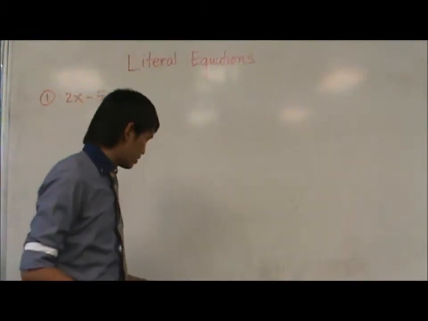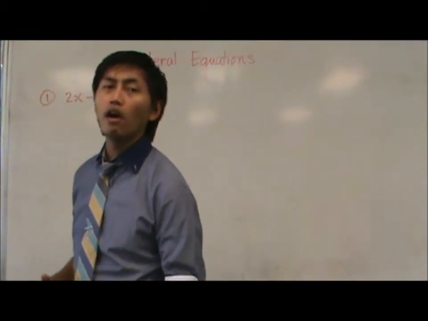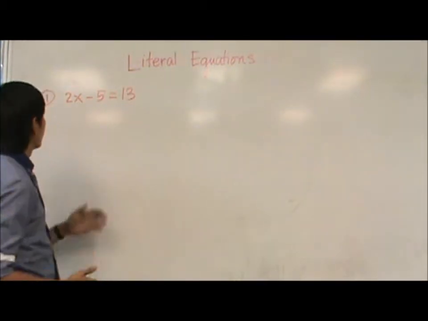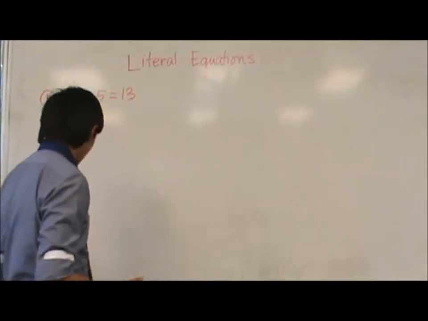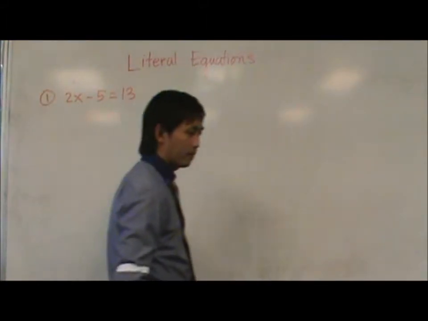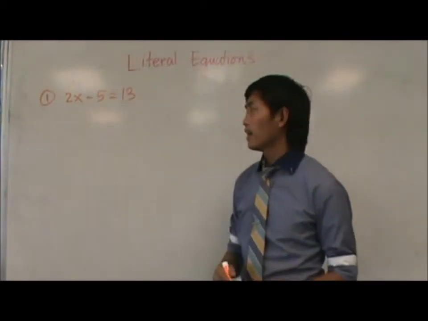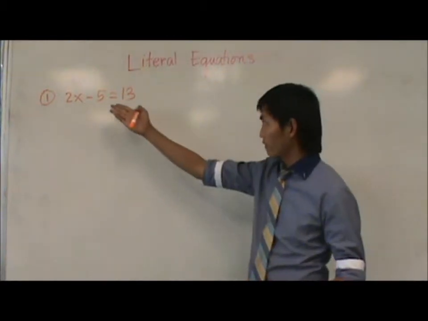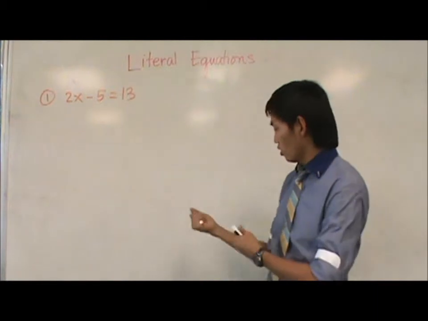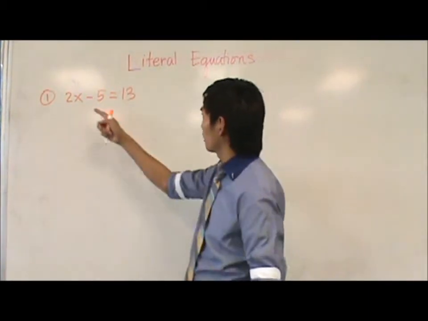For literal equations, this is going to be really easy if you know how to solve linear equations. For example, let's say we have 2x minus 5 equals 13. If you know how to solve for the variable x, then literal equations should be super easy for you. So here we go. Solve for x.